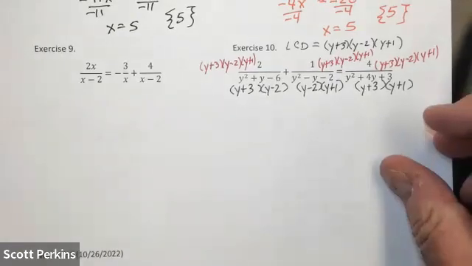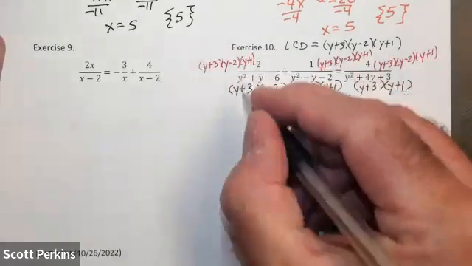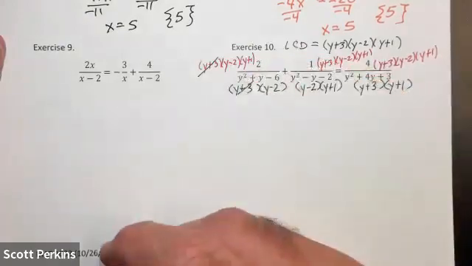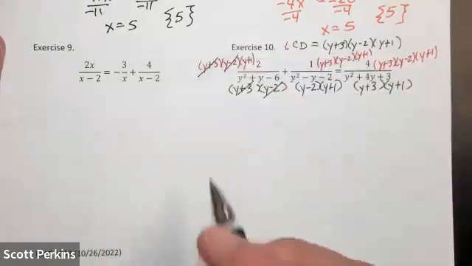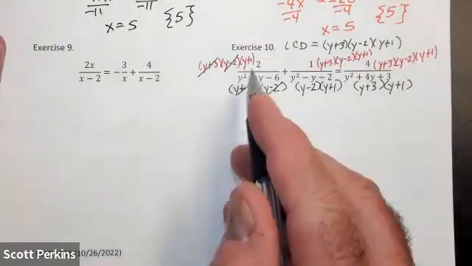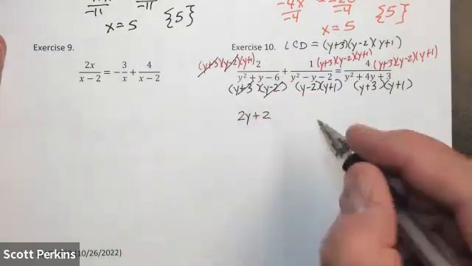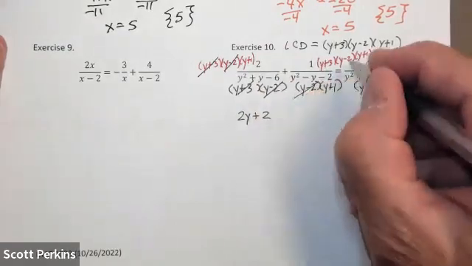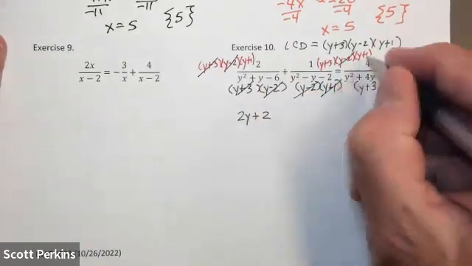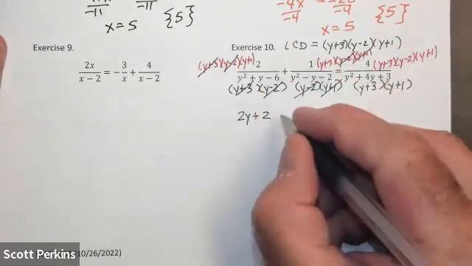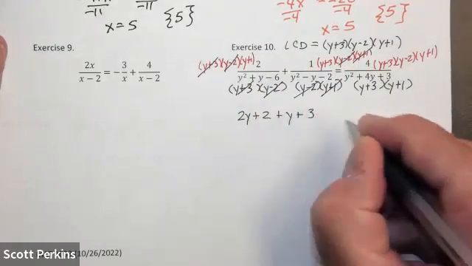All right, so going through this, canceling what I can. So the first fraction, the y plus 3's cancel, the y minus 2's cancel. I have 2 times y plus 1, so that's 2y plus 2. There's my first set of terms. The second fraction, the y minus 2's cancel, the y plus 1's cancel, and I have 1 times y plus 3, which is just y plus 3.